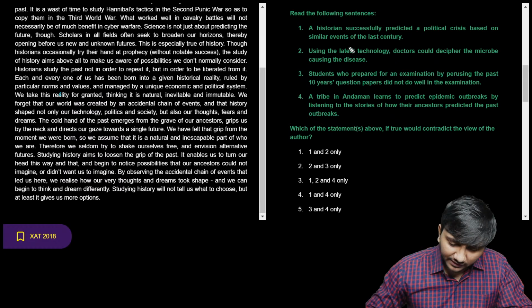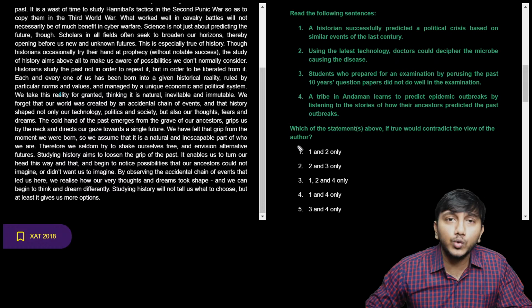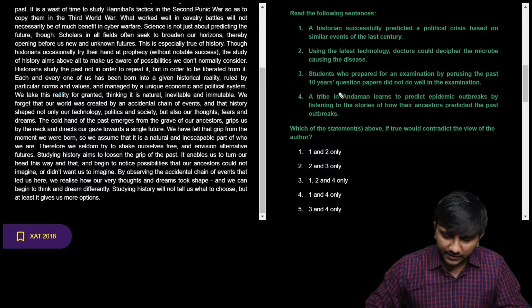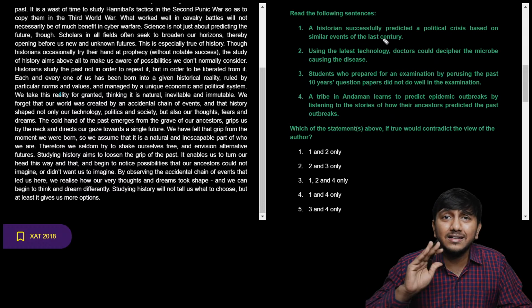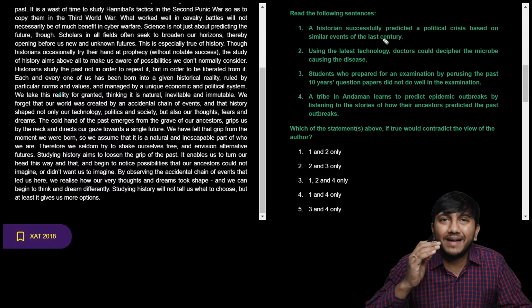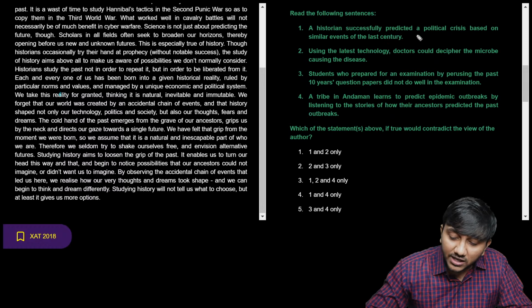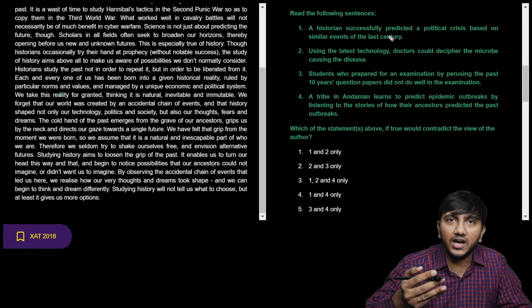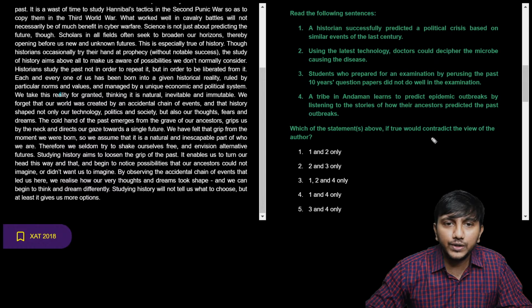Read the following sentences. And what are we supposed to do? Which of the statements above, if true, would contradict the view of the author? So let's read the sentences and see which of them would contradict. First one, the historian successfully predicted a political crisis based on similar events of the last century. That's exactly what the author says is not the primary purpose of history, right? You might not be able to predict future based on history. But if a historian successfully predicted a political crisis based on similar events of the last century, he is predicting future by looking at history, which will definitely contradict the view of the author.